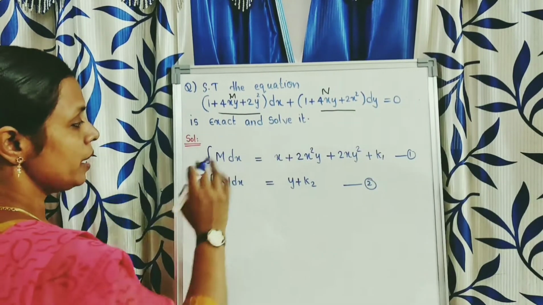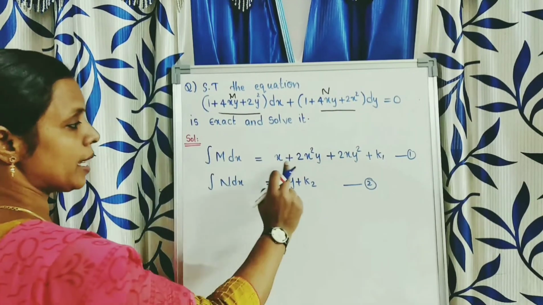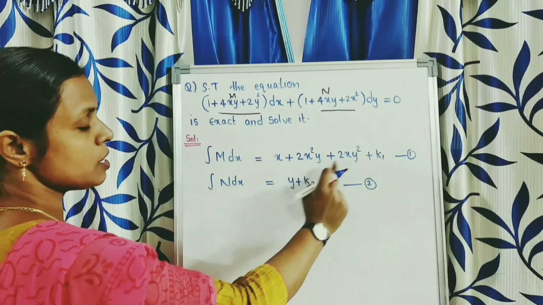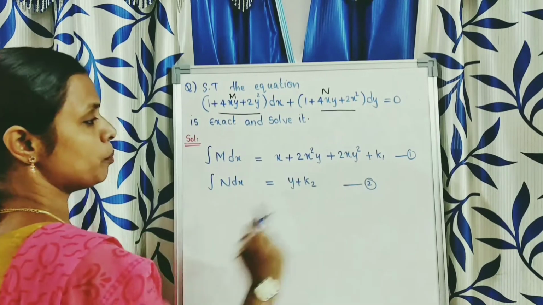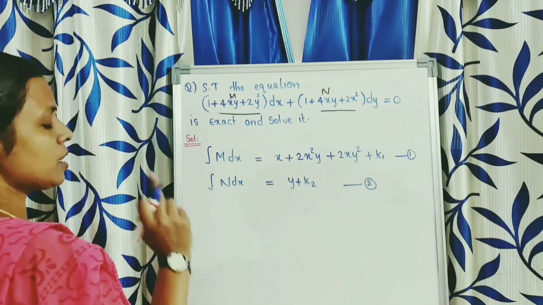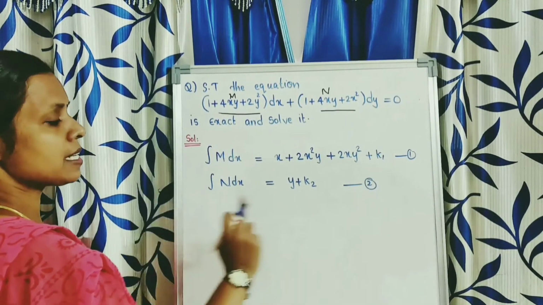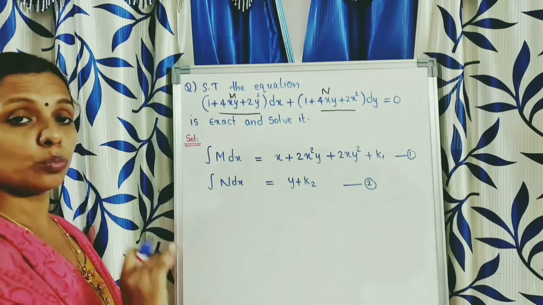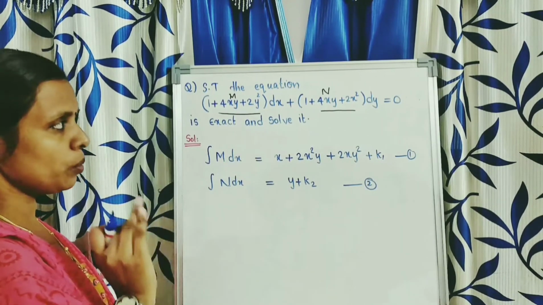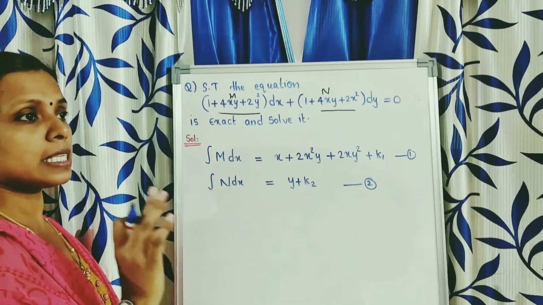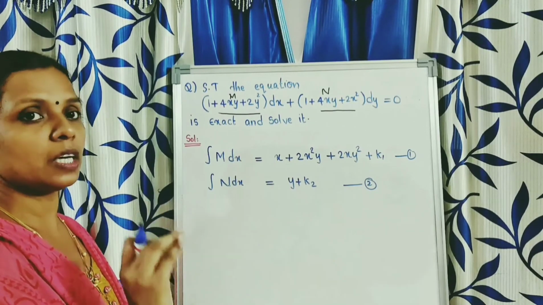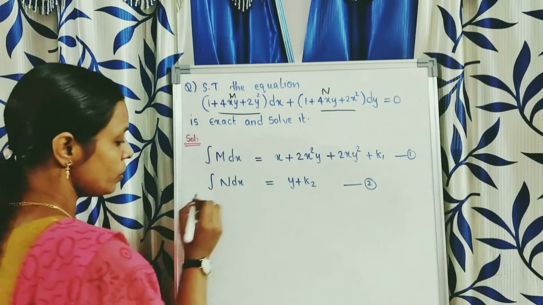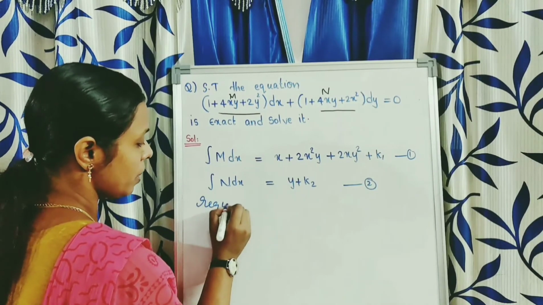Now we get the integral of M dx equal to x plus 2x²y plus 2xy² plus k1, putting it as equation number 1. Next we integrate N, and we get y plus k2, putting it as equation number 2. We know that the solution is the sum of the two expressions equal to a constant. Now the required solution.